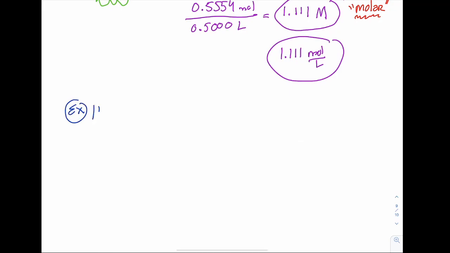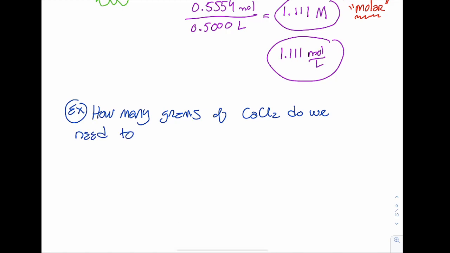Another type of example, this one we want to know how many grams of calcium chloride do we need to make 750.00 milliliters of a 0.800 molar solution.